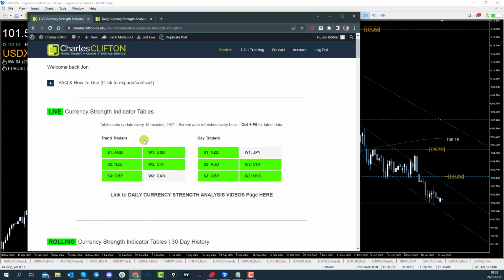What are the tables telling us today? Well, it tells us that the Australian dollar is top of the trend traders at S1, followed by the New Zealand dollar at S2, followed by the pound at S3. On the weak side of things, the dollar remains the top of the trend traders at W1, followed by the Swiss franc at W2. On the day traders, we've got the New Zealand dollar topping the chart at S1, followed by the Australian dollar at S2, followed by the pound at S3. On the day traders weak side, however, we've got the yen topping the chart still, followed by the Swiss franc, followed by the US dollar.